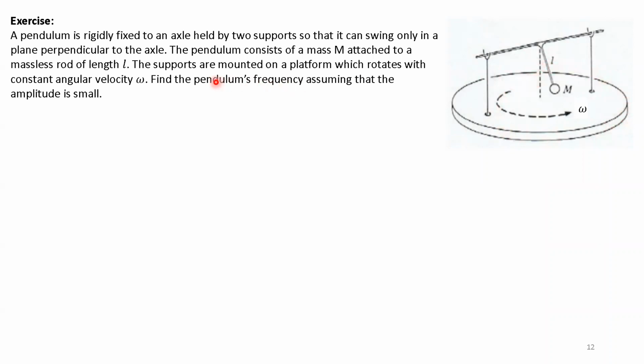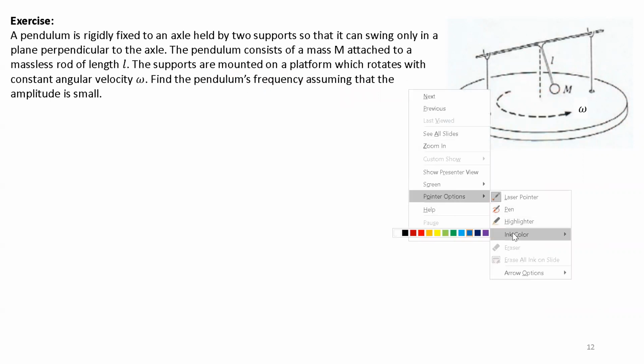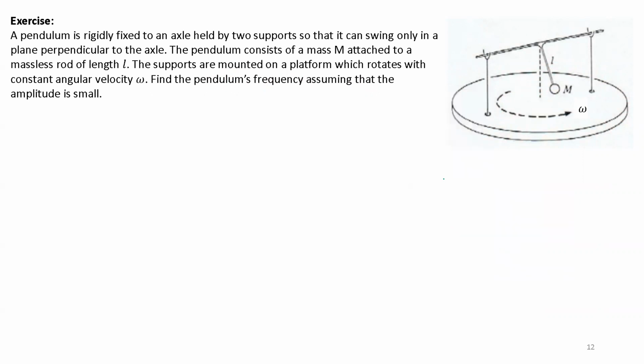The question here asks us to study the frequency of this pendulum. If we have just a simple pendulum with no rotation, you understand that the frequency is just square root of g divided by L. So how is it different when we have this rotating platform? That's the question.